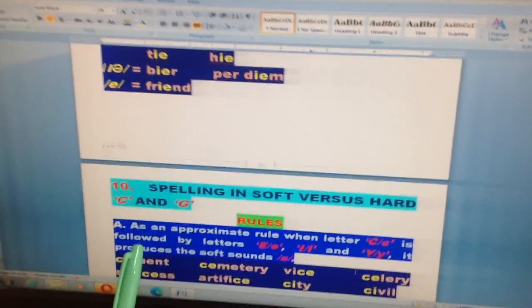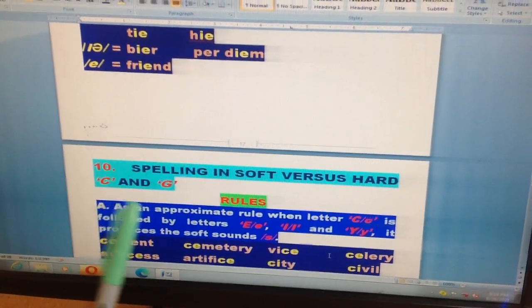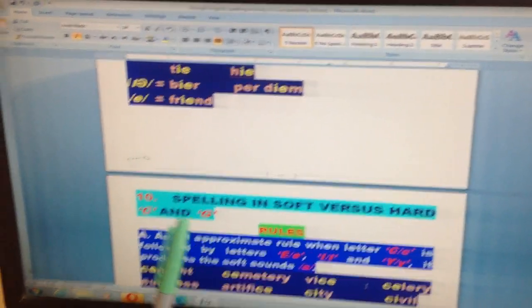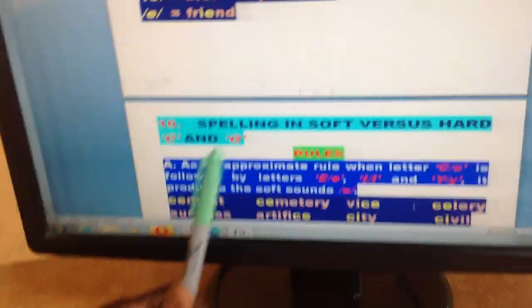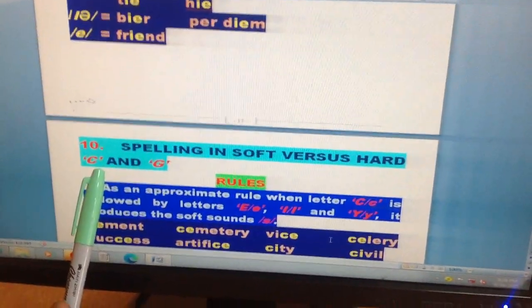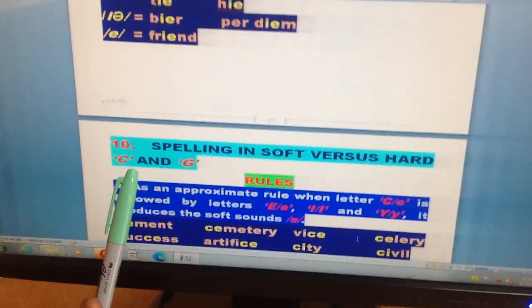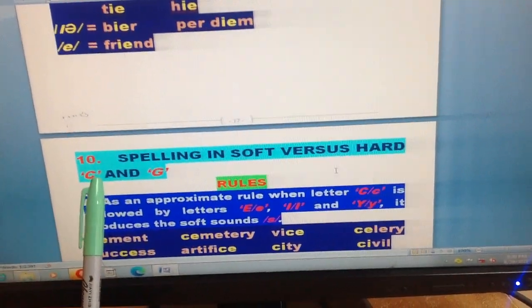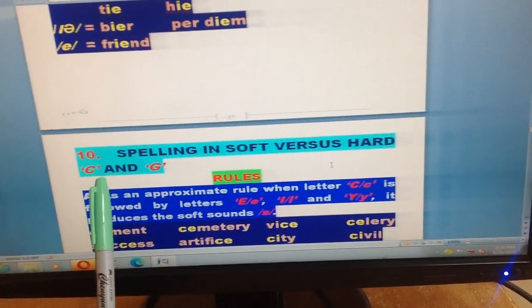We now come to spelling tip number 10. It's a question of soft and hard C and G. In short, we can say that these two consonants, when they are followed by vowels E, I, and also semi-vowel Y, these two are soft sounds. When they are followed by vowels A, O, and U, they are hard sounds.